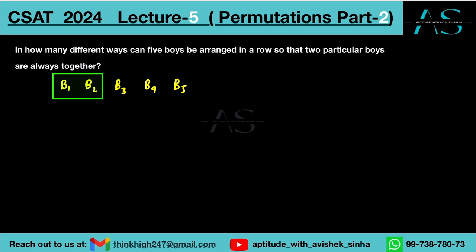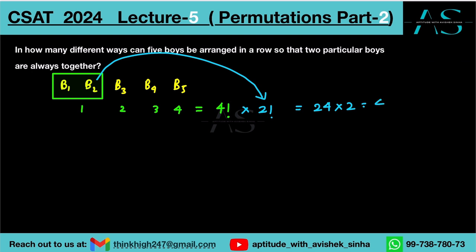Now, if we count the number of elements, we see it is 1, 2, 3, 4. The box will be treated as a single object. How many elements now? 4 elements. How many ways can you arrange these 4 elements? 4 factorial ways. But this was our assumption, so you need to break the box. How do you break the box? Just look at the number of elements inside the box. 2 elements, are they different? Yes, these are distinct elements, so they can be arranged in 2 factorial ways. What is the correct answer? 24 into 2, which is 48 ways.